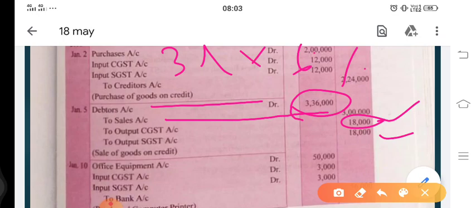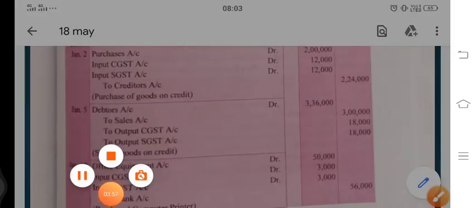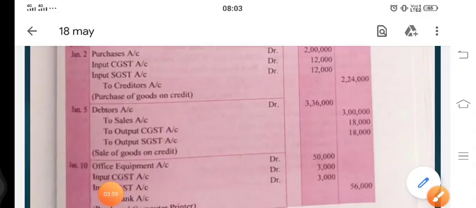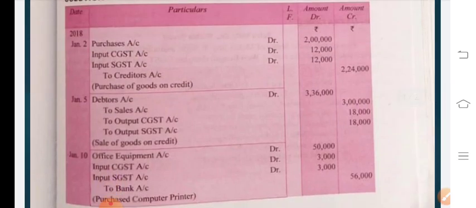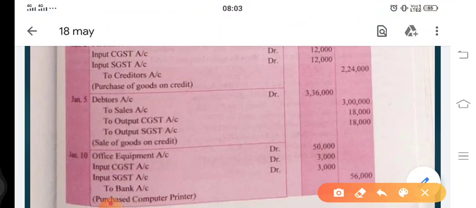Okay, the next point that we have is we purchased a computer for the office for 50,000. That means it is an asset coming into the business. Since an asset is coming into the business, it has to be debited with the amount that it is for, that is 50,000. At the same time, we also have paid GST on it, that is CGST and SGST, since the transaction is within this state. So input CGST got debited and input SGST also got debited.